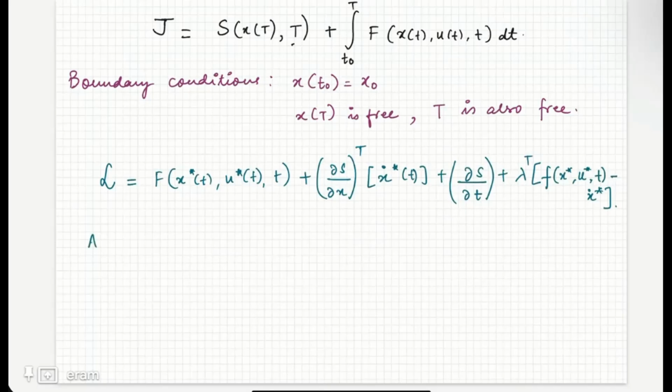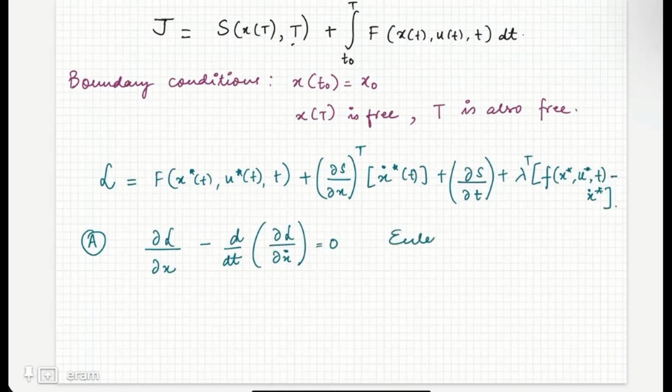So the first condition is that it must satisfy dou L by dou x minus d by dt of dou L by dou x dot equals 0. That's our Euler-Lagrange equation. And since there is no u dot term, the condition with respect to u gives us dou L by dou u equals 0.